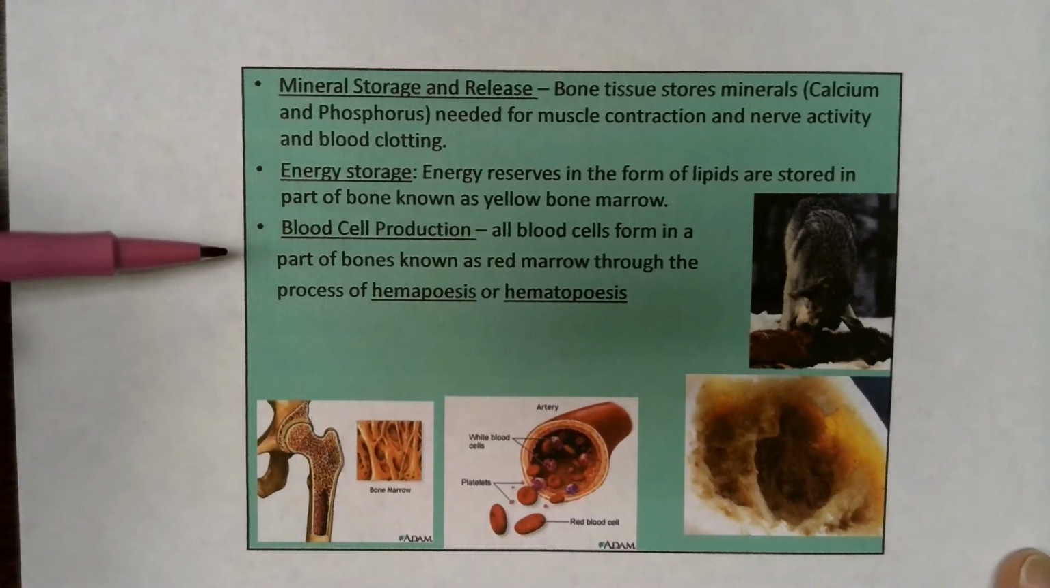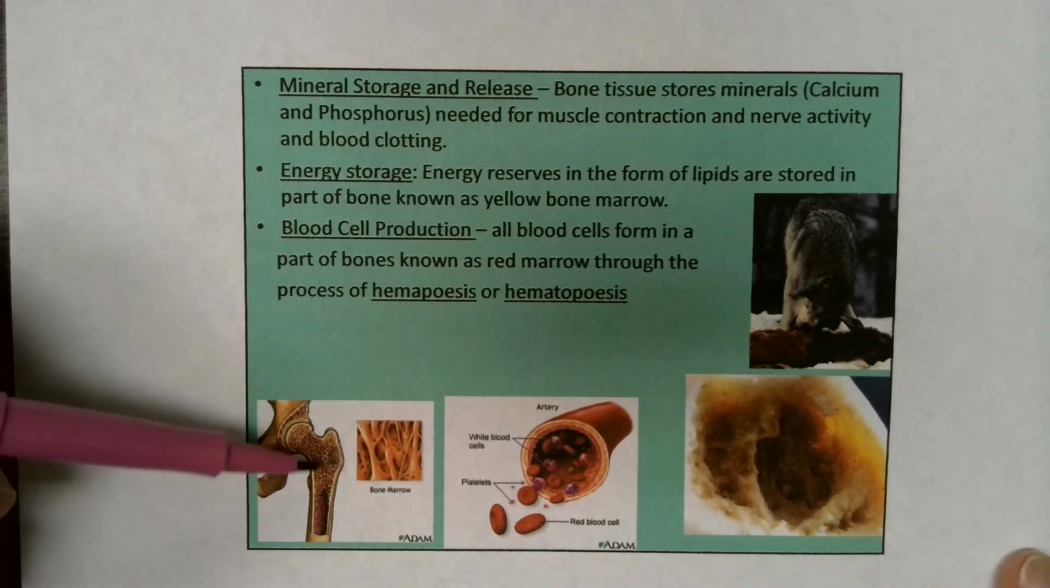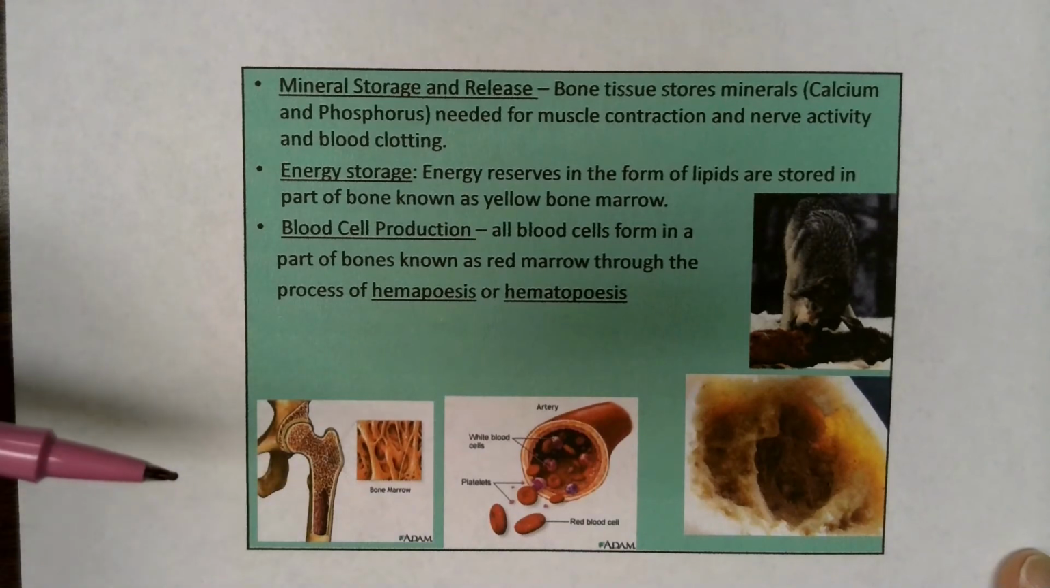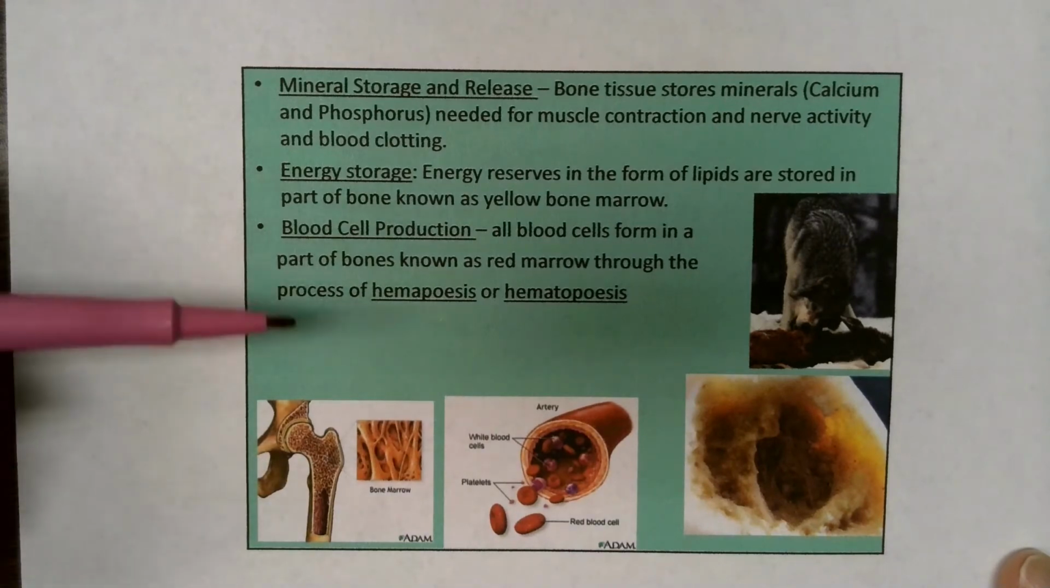Bones are going to produce blood cells, right? So notice it says all blood cells form in a part of the bone known as the red marrow, and red marrow is in the regions that are considered what are called spongy bone. We'll get to the different types of bone eventually, there's 2 different types. And it forms through a process called either hemapoiesis or hematopoiesis.